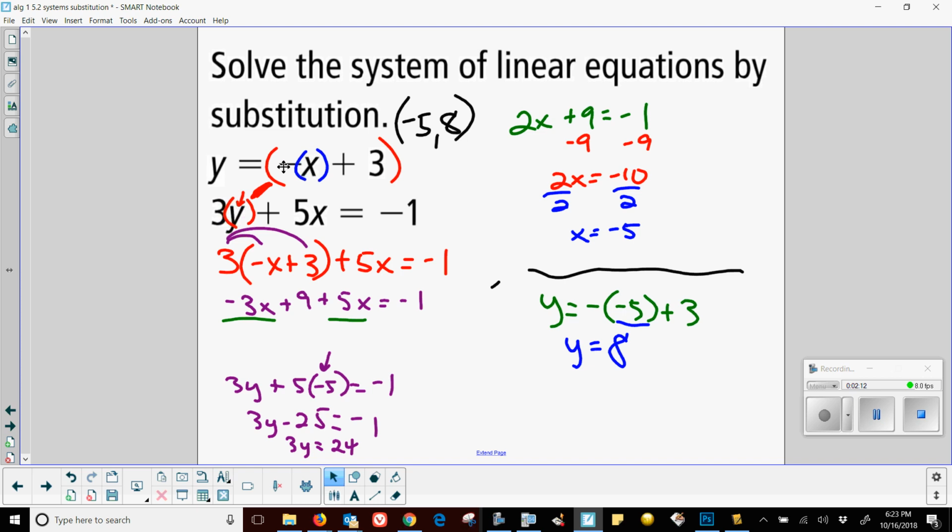Here's another one. We take this negative x plus 3 and plug it into this y right here. So 3y now says 3 times negative 3x plus 3. Distribute, combine like terms, find an answer. Then we plug back in, but you've got to be careful. What did I get? y equals 8. We're taking this and plugging it back in over here.